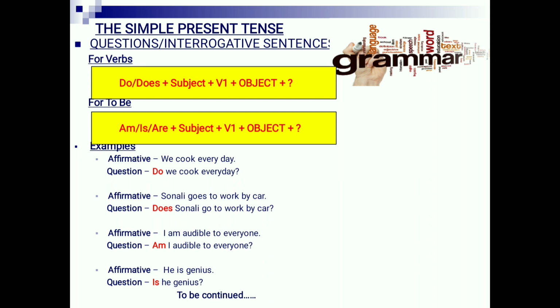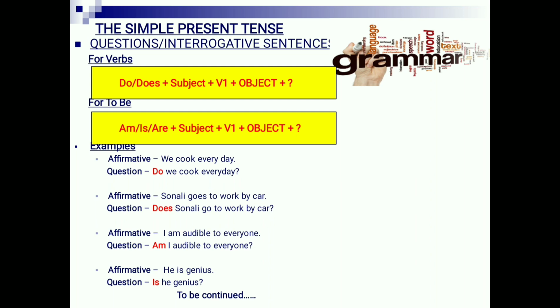See, the example is we cook every day. If we have to ask a question, we have to convert this affirmative sentence into a question. How can you do it? The formula is do or does plus subject plus V1. Now again, how will you select do or does? Why only do? Why not does? Yes, because the subject is we, and after we we have to use do. Does comes only when the subject is in third person singular.